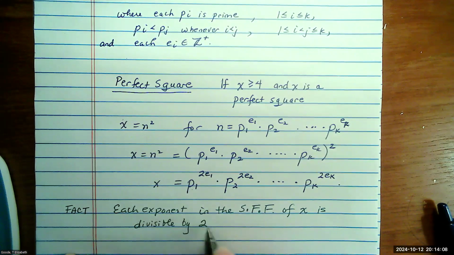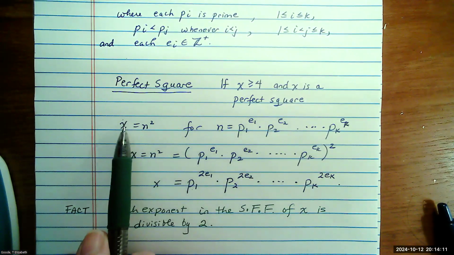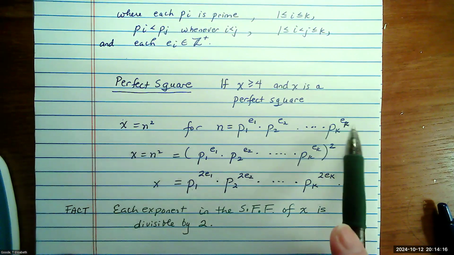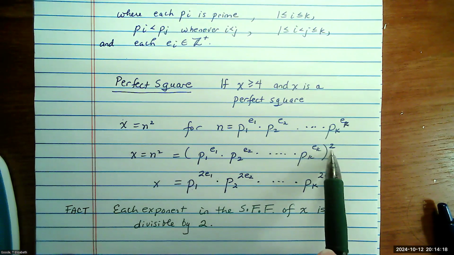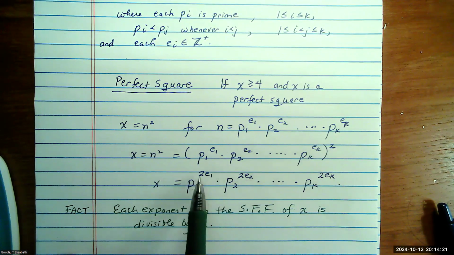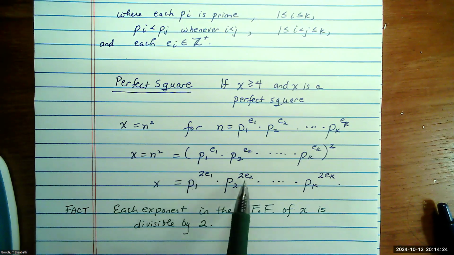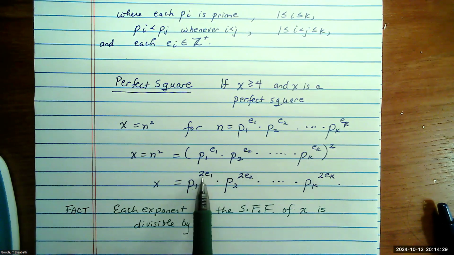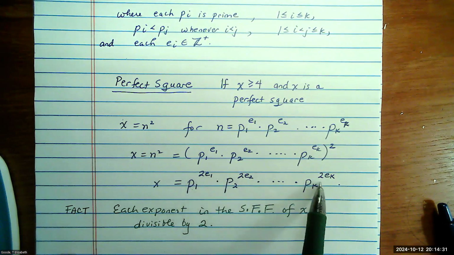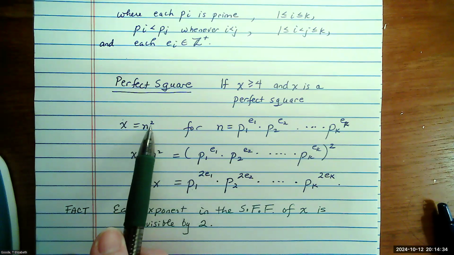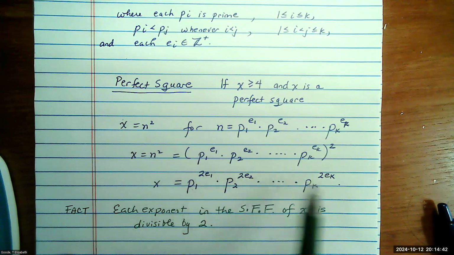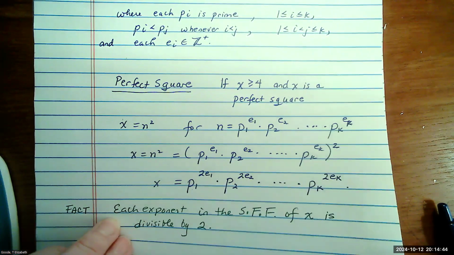And you can think about this and you can imagine, hey, if x is a perfect cube, then x equals n cubed, and this exponent of 2 is instead 3. And so if x is a perfect cube, then each exponent in the standard factored form of x would have a factor of 3. In other words, would be divisible by 3. And you can play this game for any power. You know, if x equals n to the 4th, then each one of these primes would have an exponent that's divisible by 4, and so on and so forth.